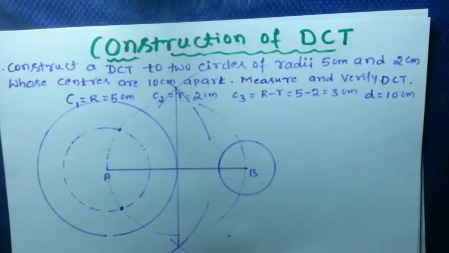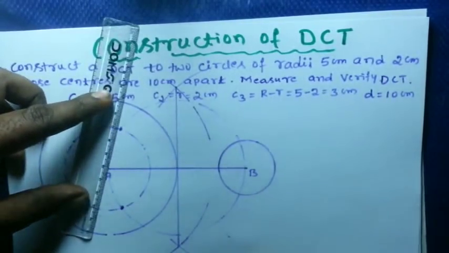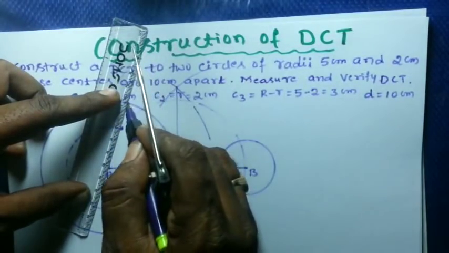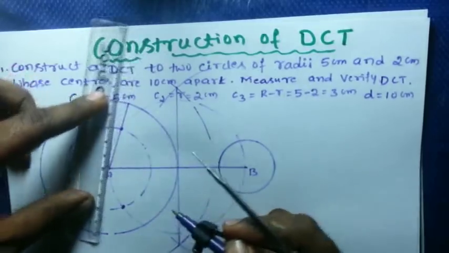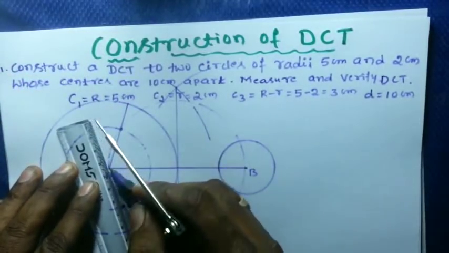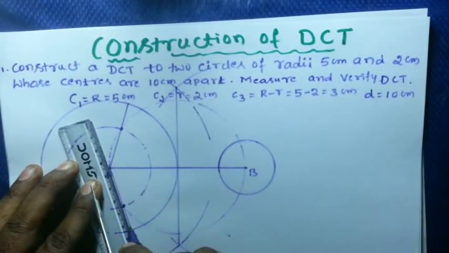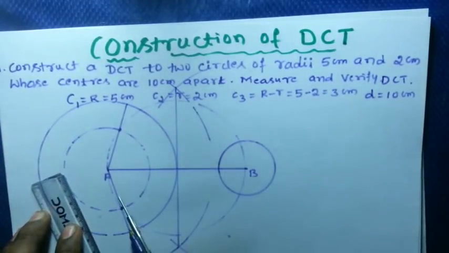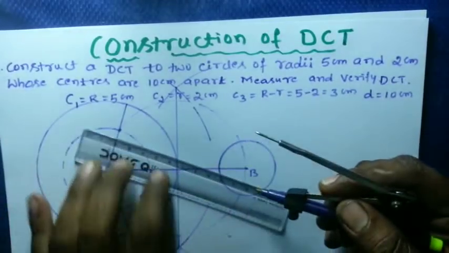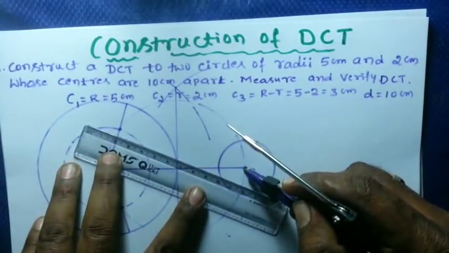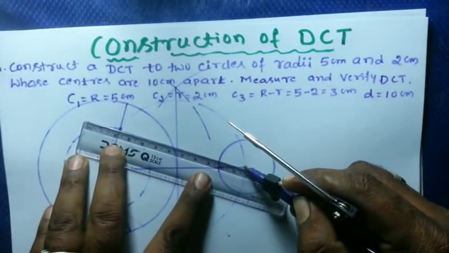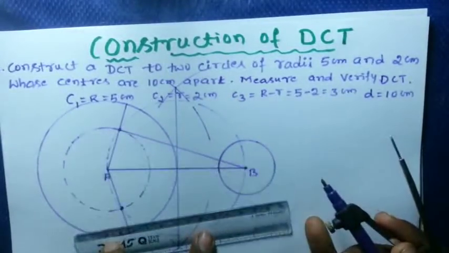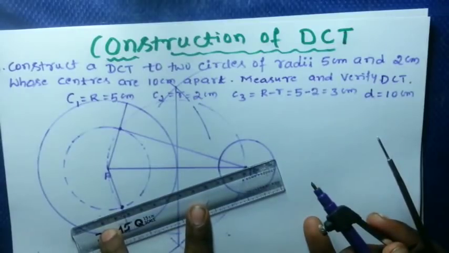Then draw a line from A through the point where the dotted circles intersect. Here one line and here one line. Then draw a tangent from B to the dotted circle where they touch. So here one and another this one.